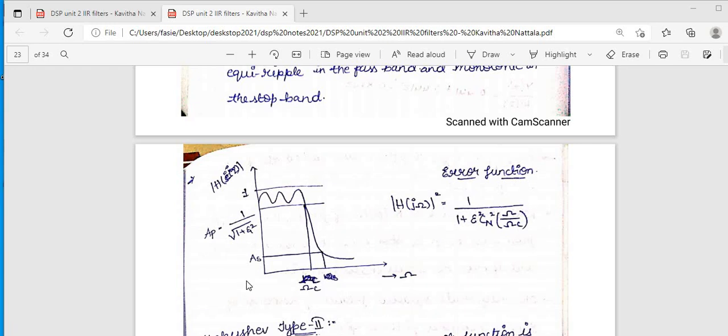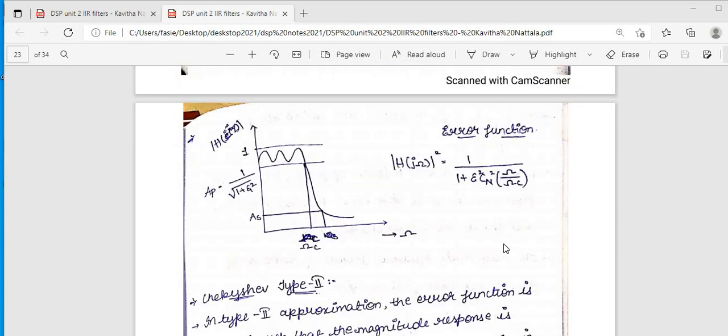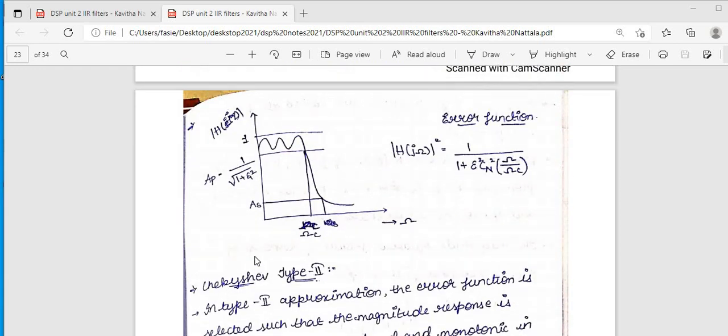So likewise students, we can write down the error function. What is the error function of that particular amplitude? We can write it as mod of H of j omega, whole square, is equal to 1 plus epsilon square C_n square of omega by omega c. What is this omega all about? It's nothing but the analog frequency, right? So analog frequency by critical frequency is type 1. Clear? So if you are getting this kind of graph where I am considering only the low pass filter LPF, then I can say this is my type 1.